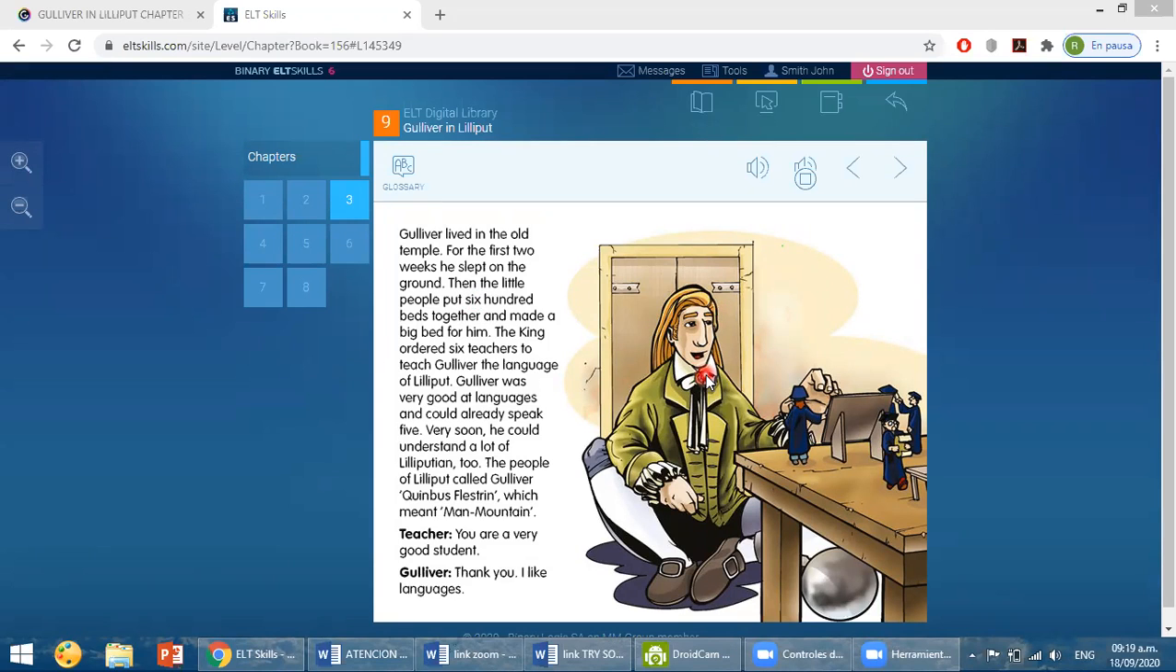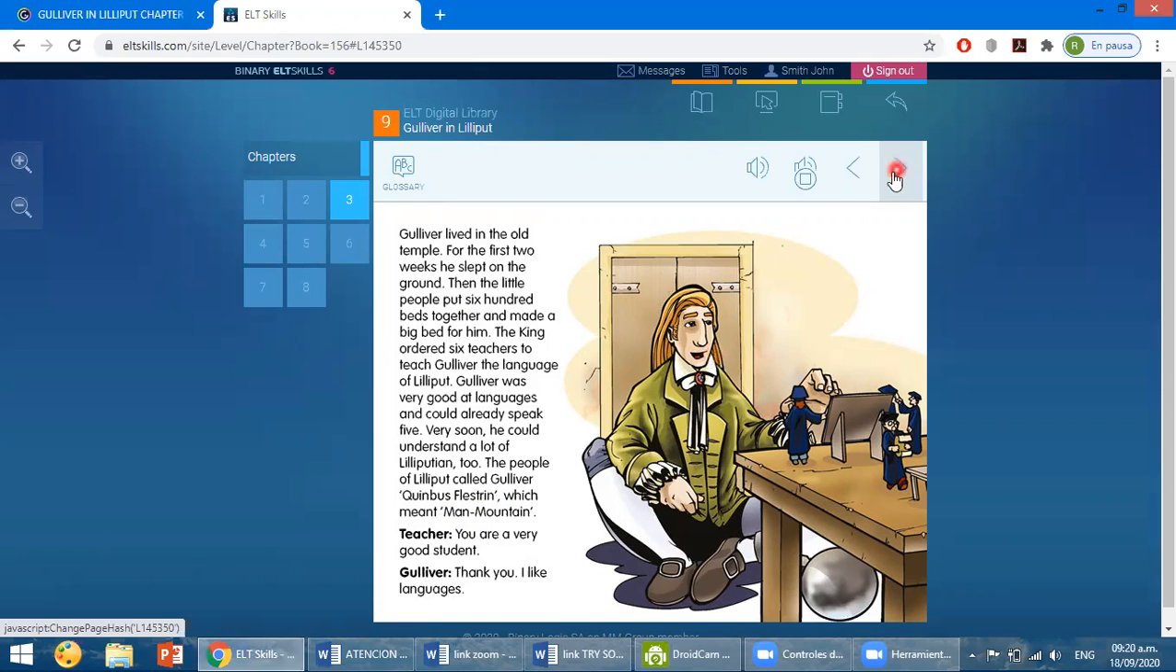Remember, Gulliver couldn't communicate with the Lilliputians, only use gestures. I'm hungry, I'm thirsty, but only with gestures. But now, these 6 teachers teach the language of Lilliput to Gulliver. And Gulliver learned the language. Gulliver was very intelligent. Remember, he was a ship doctor, no? And these little people call Gulliver Quinbus Flestrin. This was the nickname of Gulliver, which means Man Mountain, because Gulliver was very big. Let's see what happened next, okay?